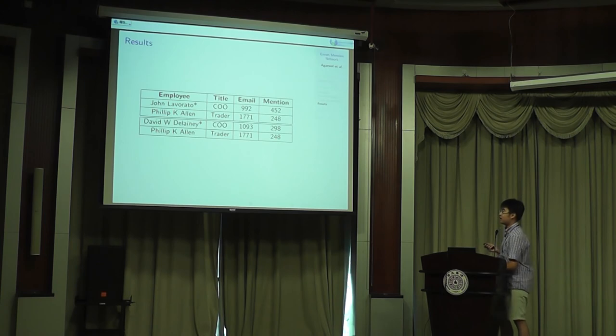Here are two examples of why it might be a good idea to use a mention network. These three people are actual people in the Enron Corporation. Lavorato was the COO, and in the old email network he had less degree centrality than just a trader, Philip K. Allen. So that would be a wrong prediction if we were using the email network. But the mention network predicted their dominance relation correctly. Also, that is the case for David and Philip in the last two rows as well, where email networks predicted wrong, but the mention network did it correctly.